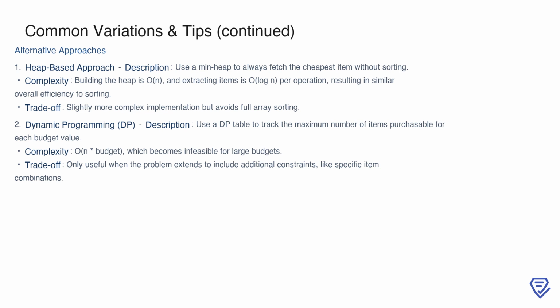Another alternative is a dynamic programming approach, which uses a DP table to track the maximum number of items purchasable for each budget level. While this method might work for problems with additional constraints, its time complexity of O(n times budget) makes it impractical for large budgets. Dynamic programming is generally not the best choice for this problem unless there's a significant twist in the requirements. Both approaches highlight the importance of choosing the right tool for the problem while keeping efficiency and clarity in mind.